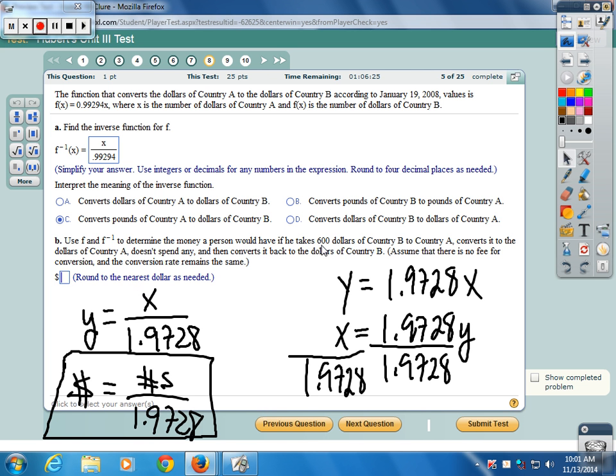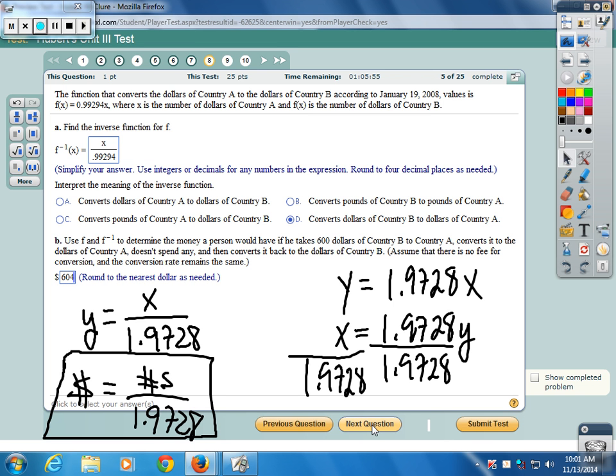And somebody plug in 600. It doesn't mention pounds here, it says dollars to dollars. Yeah, it should be dollars to dollars. Oh, I'm not reading it. So dollars to dollars, right here. Okay, and somebody plug in 600. What do you get? It'd be more than 600. Okay, there you go.